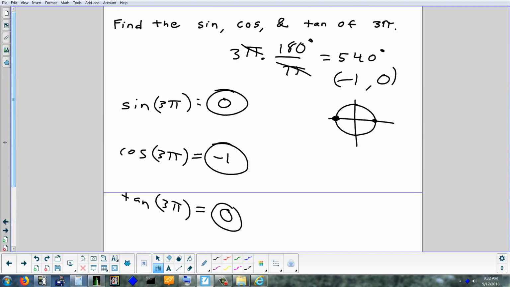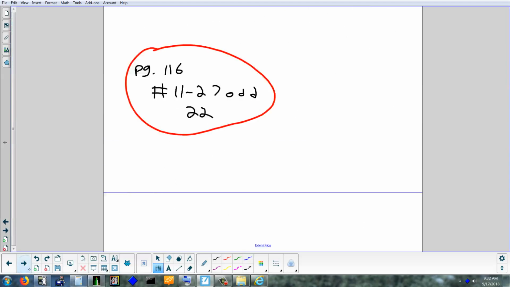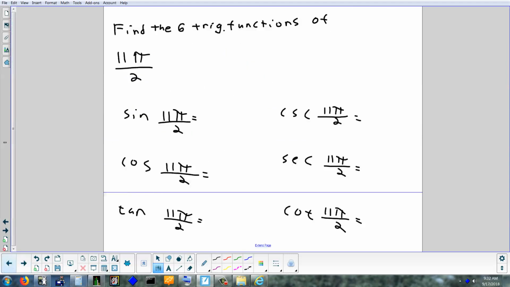Okay, any questions on that one? All right, so why don't you guys try this last one. Find the 6 trig functions of 11 pi over 2. Okay, very similar to the last one. It's in radians, so you might want to change to degrees first. And then once you change to degrees, you might get a number that's pretty big, so you may have to try to make that smaller.